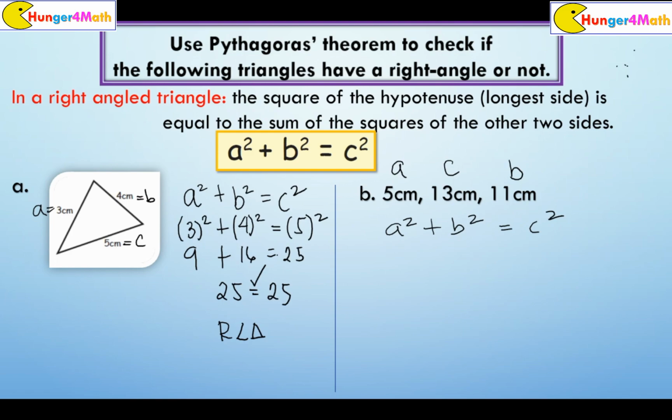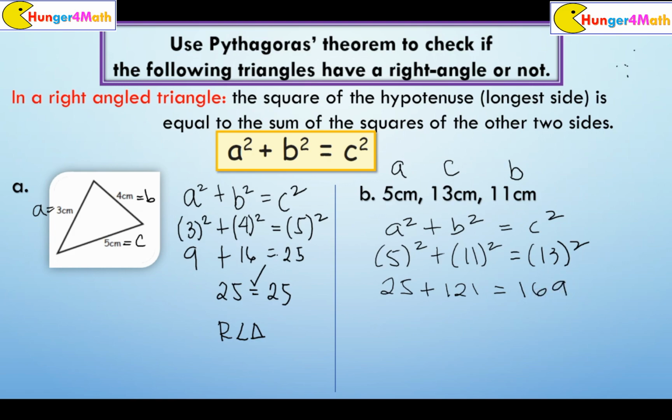Now let's substitute. A is 5 squared plus B is 11 squared is equal to C is 13 squared. Let's solve. 5 squared is 5 times 5, that is 25, plus 11 squared is 11 times 11, which is 121, is equal to 13 squared, or 13 times 13, that's equal to 169.